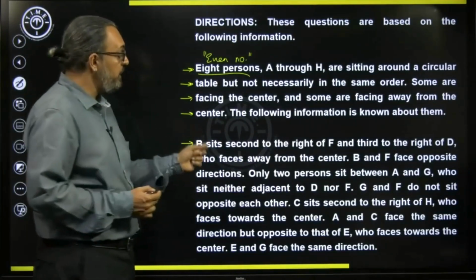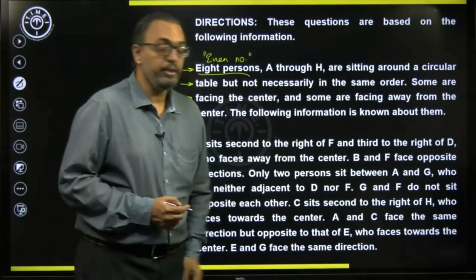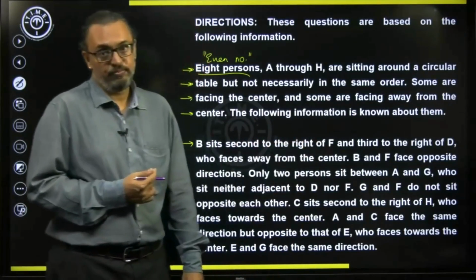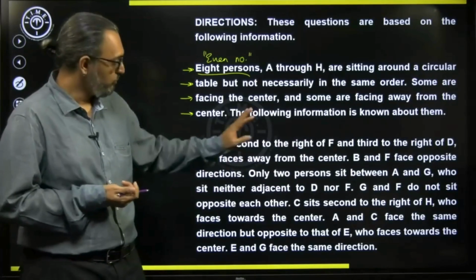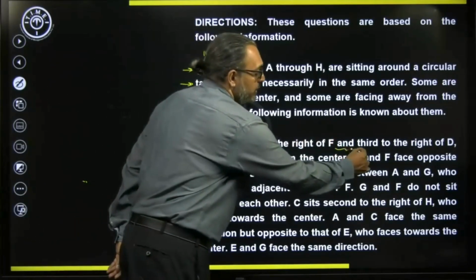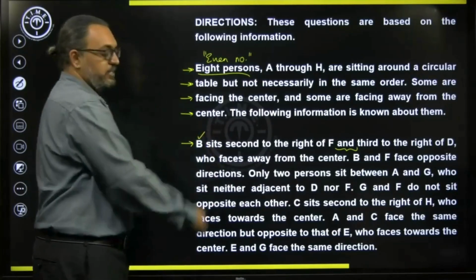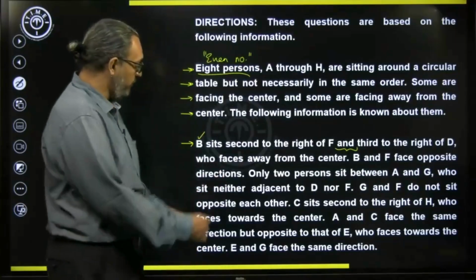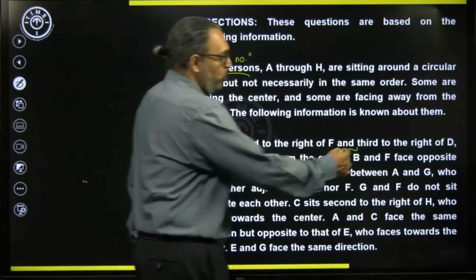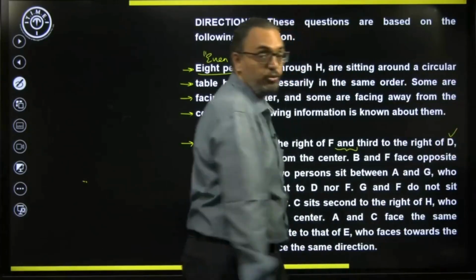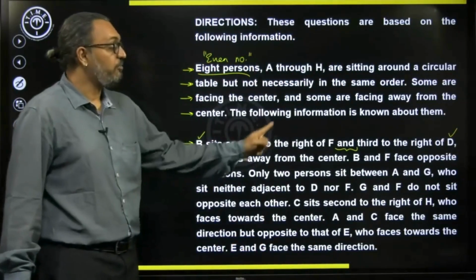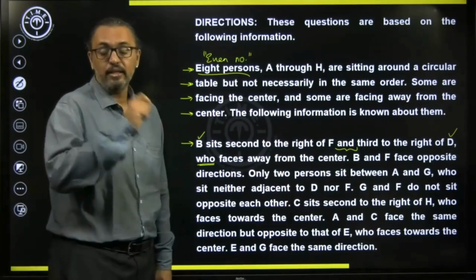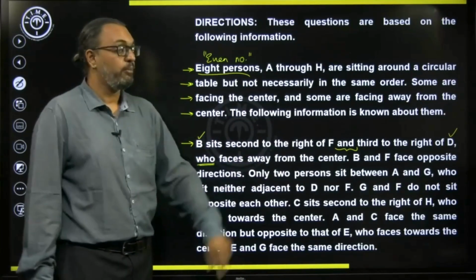Now, he says B sits second to the right of F. So, when he says right of F, I need to know the direction of F. So, without that I cannot fix it. So, we will come back to that. B is third to the right of D, and after D he says who means it is the person just before, that is D, faces away from the center. So, now I can start with that because D clearly is facing away from the center.